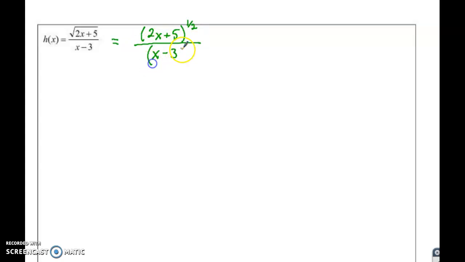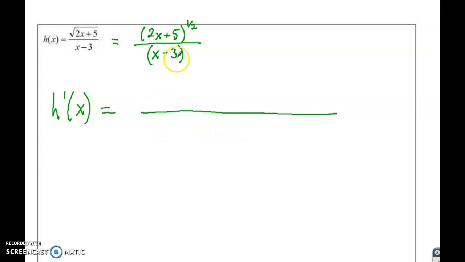But now if you notice where the chain rule is, the big thing for h in this problem is to do the quotient rule. So now when you do the derivative of the top, that's where your chain rule is located.